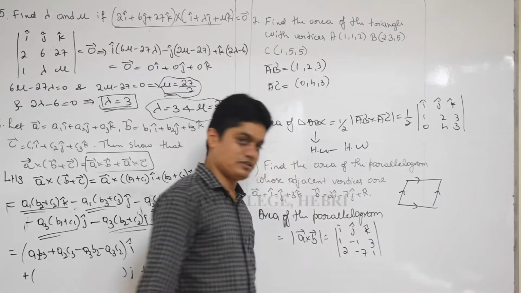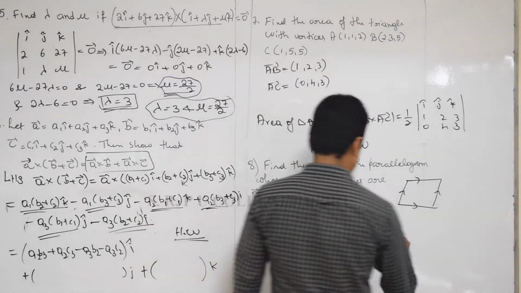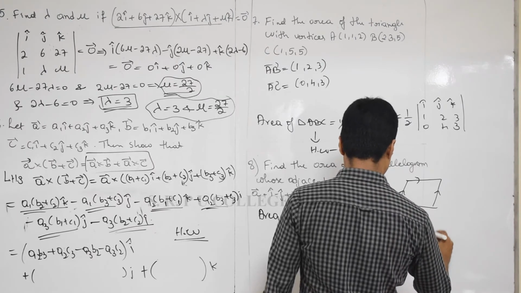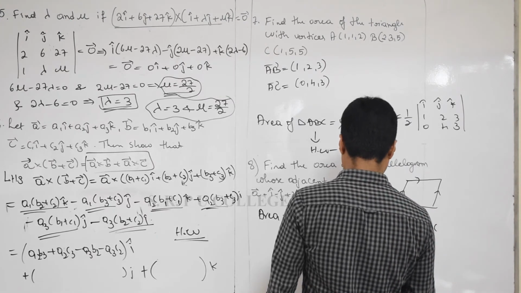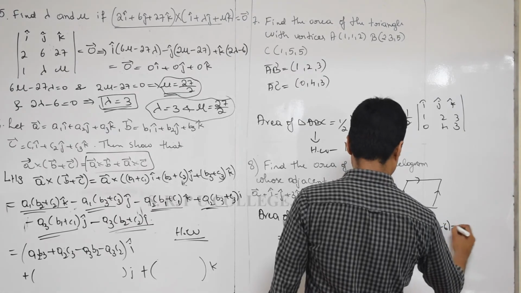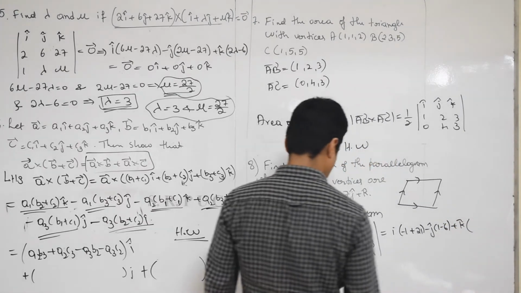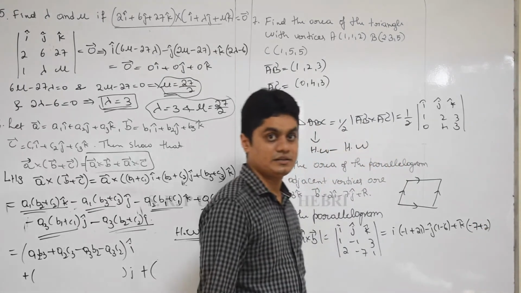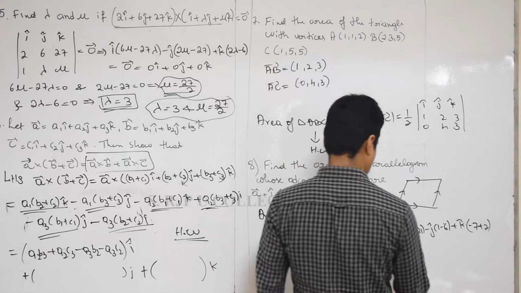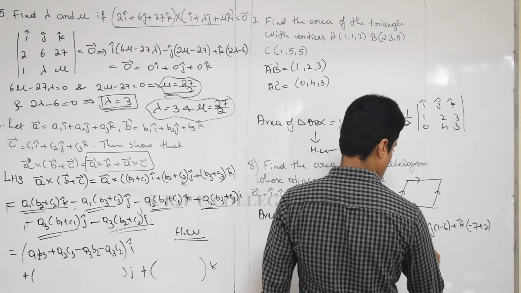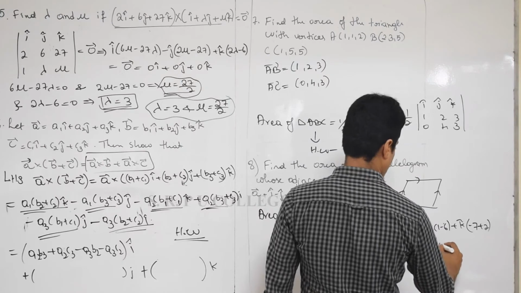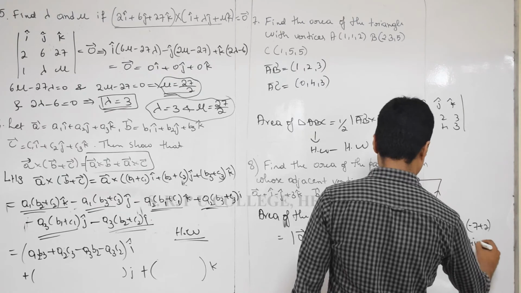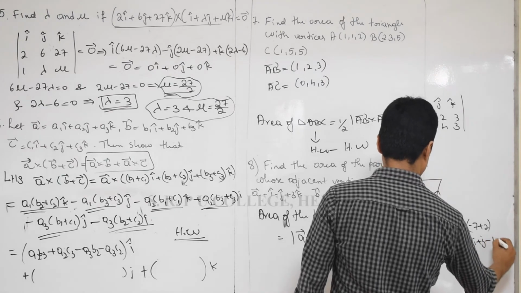So find its expansion, find the vector. I into 1 minus 21, minus J into 1 minus 6, plus K into minus 7 plus 2. Minus 7 plus 2. So that is 20i plus 5j minus 5k. So this is also equal to 5, if you take it outside, 4i plus j minus k.